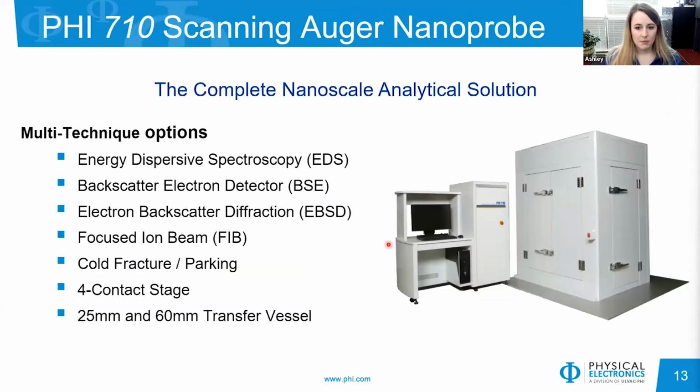Our current Auger system, the PHI 710 instrument, also offers multi-technique capabilities such as EDS, BSC, EBSD, and FIB. We have an in situ cold fracture and parking, 4 contact stage for electrical measurements in situ. And we also offer small and large transfer vessels so that you can move samples around from system to system without breaking vacuum. The multi-technique capabilities make it a very robust tool for nanofeature analysis.